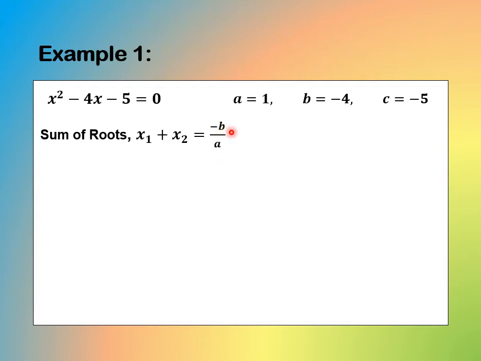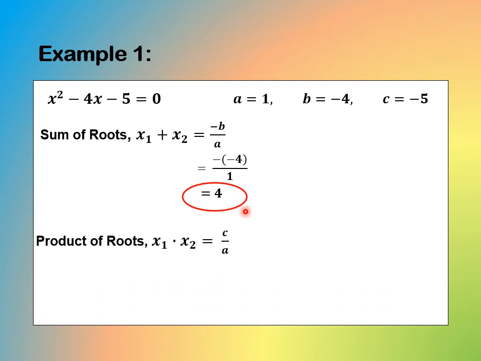So, negative b, ang b natin is negative 4. So, magiging negative, ito yung constant dito sa ating formula. Ang b natin is negative 4, kaya negative times negative 4 over ang a na 1. So, negative times negative 4, that is equal to positive 4. Divided by 1, if we simplify it, the sum of roots is equal to positive 4. Okay?